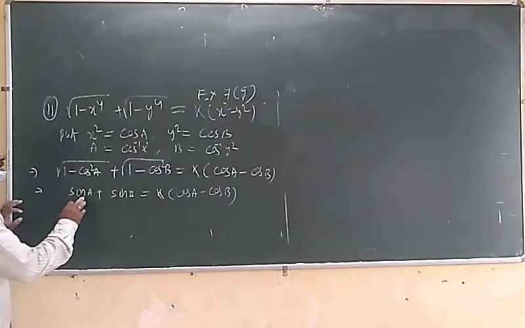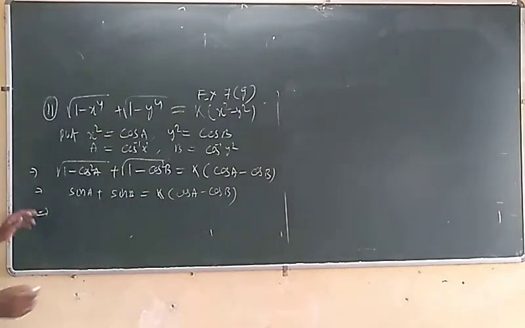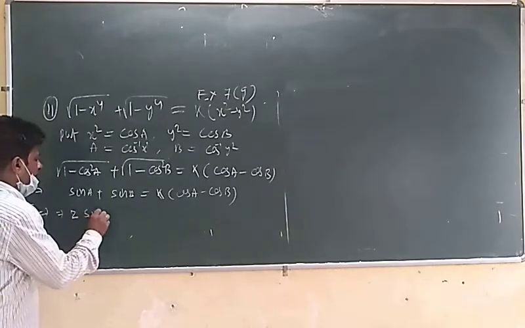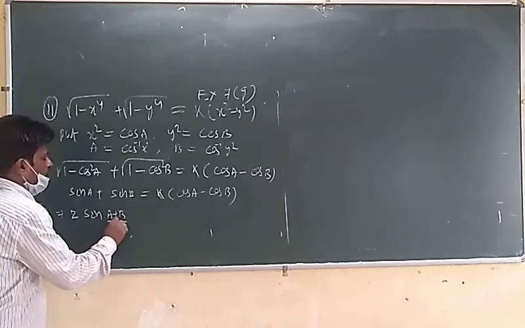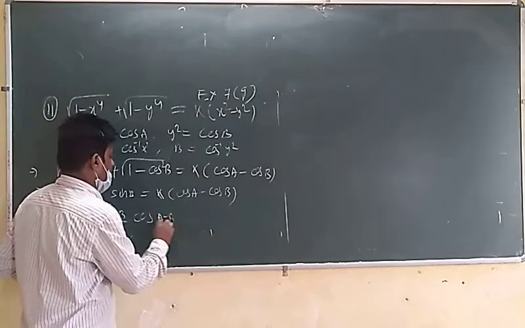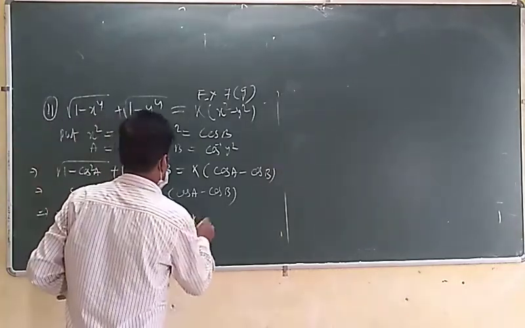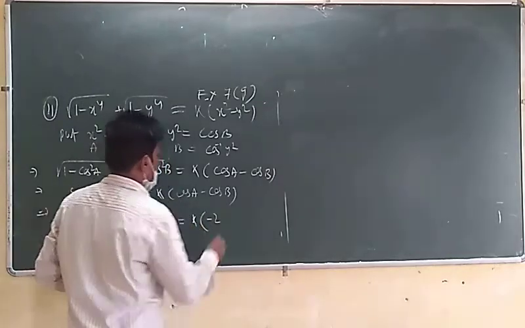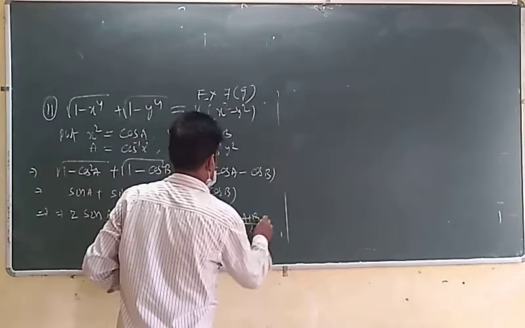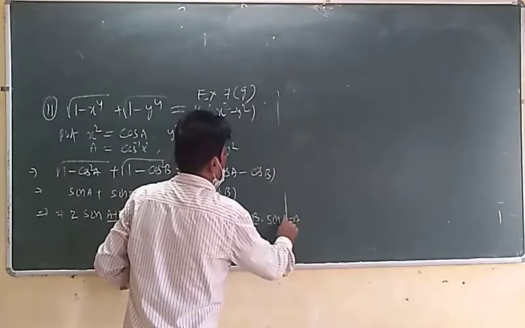Look at this question. Sin C plus sin D, you already know this formula from 11th class: sin C plus sin D is 2 sin (A plus B)/2 into cos (A minus B)/2. Similarly, the cos C minus cos D formula is minus 2 sin (A plus B)/2 into sin (A minus B)/2.